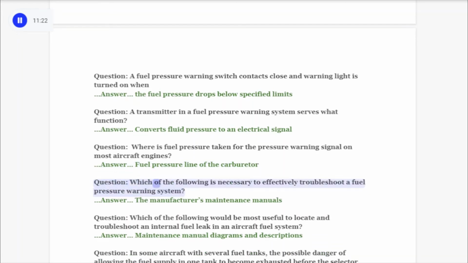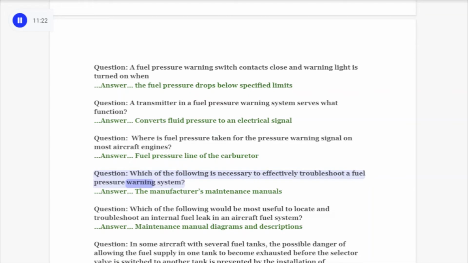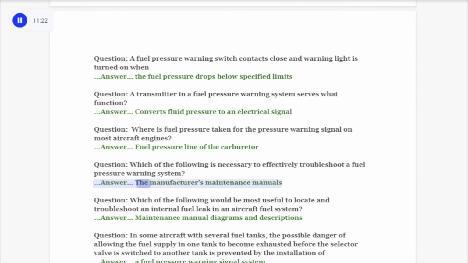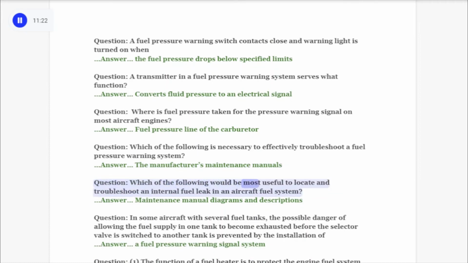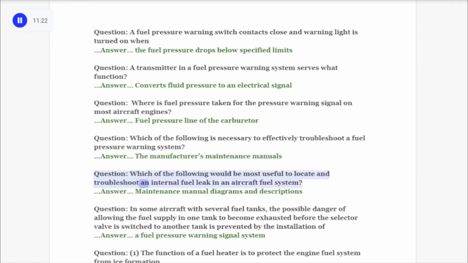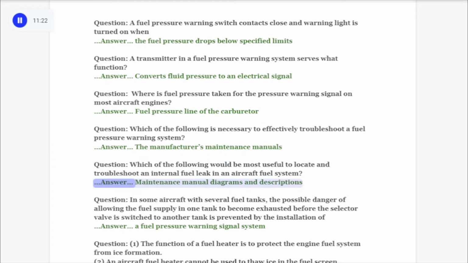Question: which of the following is necessary to effectively troubleshoot a fuel pressure warning system? Answer: the manufacturer's maintenance manuals. Question: which of the following would be most useful to locate and troubleshoot an internal fuel leak in an aircraft fuel system? Answer: maintenance manual diagrams and descriptions.